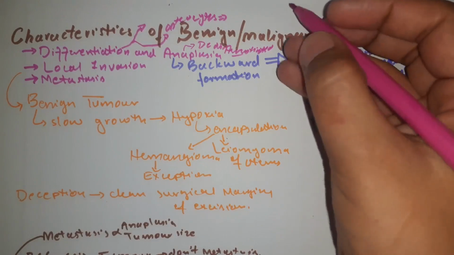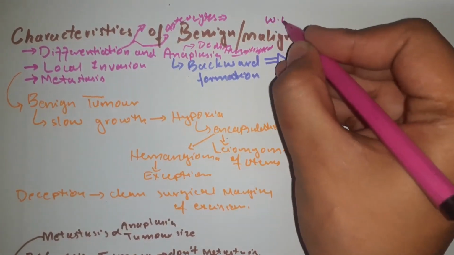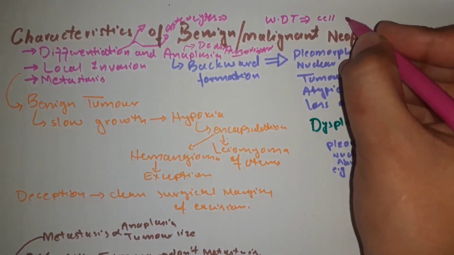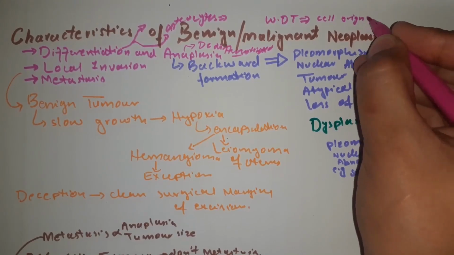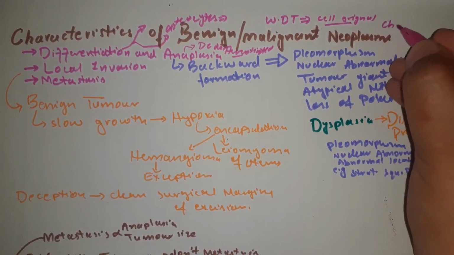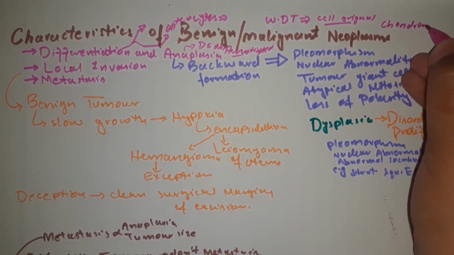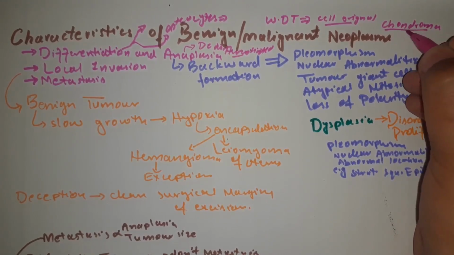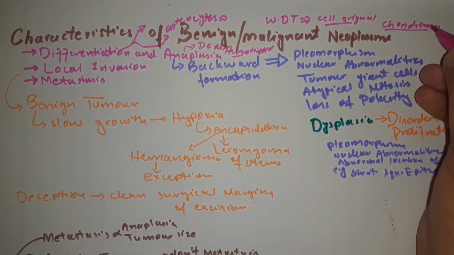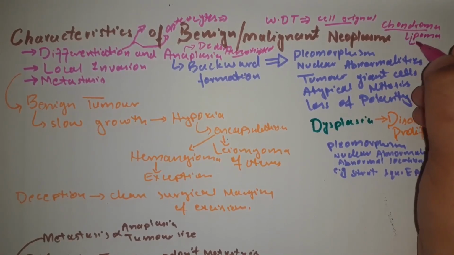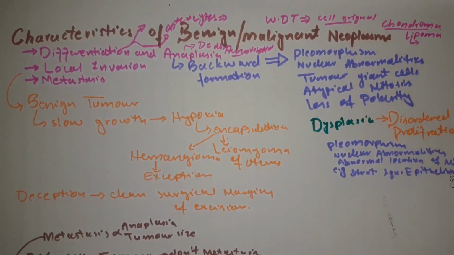A well-differentiated tumor is a tumor in which the cells resemble the original cells, or the cells from which the tumor arises. For example, we take an example of chondroma. Chondroma is the benign tumor of cartilage. So in chondroma, cells will resemble chondrocytes, or the cartilage-forming cells, and in lipoma, cells will resemble lipid cells or adipocytes. Okay, so these are examples of differentiated tumors.